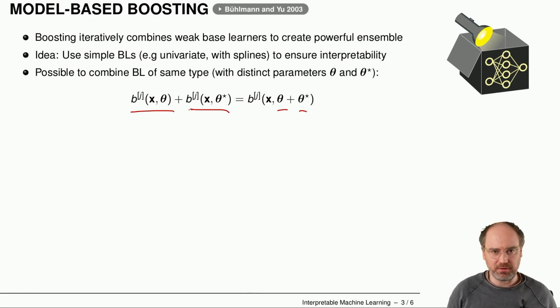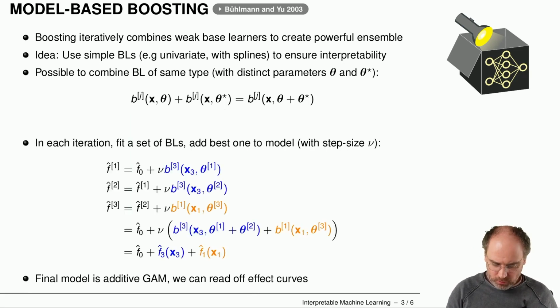I can just merge them together, right? So how would that look in a fitting procedure? We start with our offset, our intercept, and learn that from the data. Then we add in, for example, a base learner for the third feature in the first iteration. And then in the second iteration, maybe the same type of base learner is selected again on the third feature.